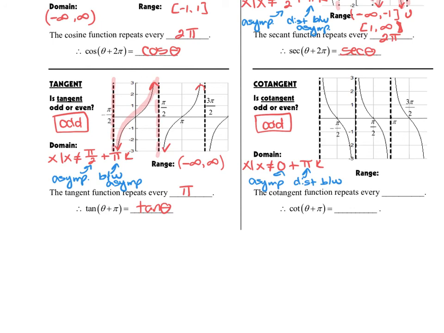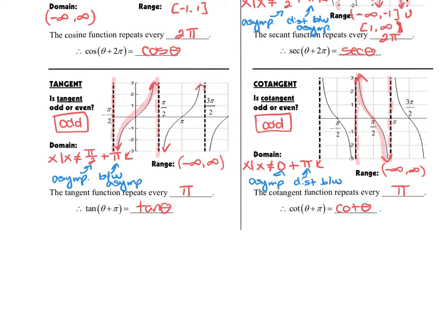Its range, just like tangent, is negative infinity to positive infinity. They do repeat every pi units. So cotangent of theta plus pi is cotangent theta. And the last thing that I'm going to do here is highlight a single period of cotangent so that you can start to get that in your head of what that looks like.